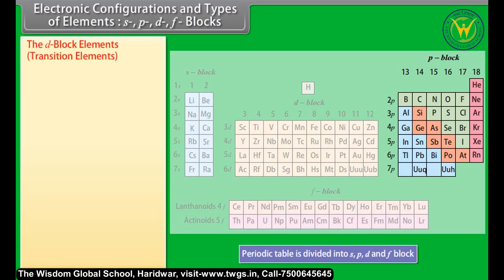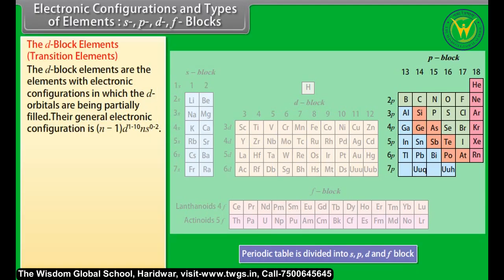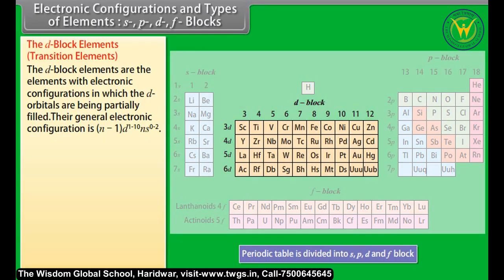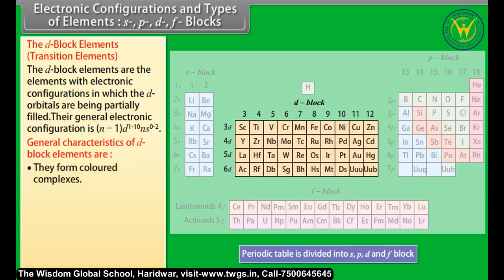The D block elements, transition elements. The D block elements are the elements with electronic configurations in which the d orbitals are being partially filled. Their general electronic configuration is: General characteristics of D block elements are: they form colored complexes.